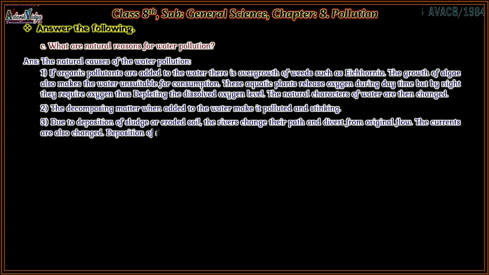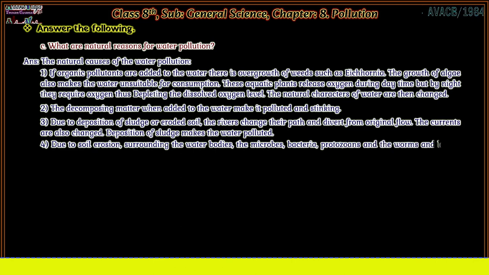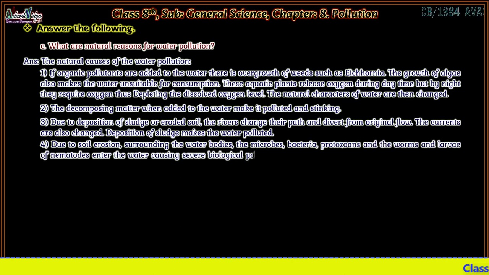Third one. Due to deposition of sludge or eroded soil, the rivers change their path and divert from the original flow. The currents are also changed. Deposition of sludge makes the water polluted.